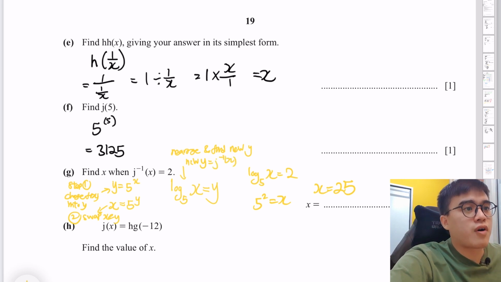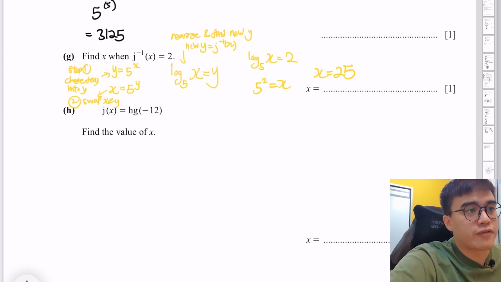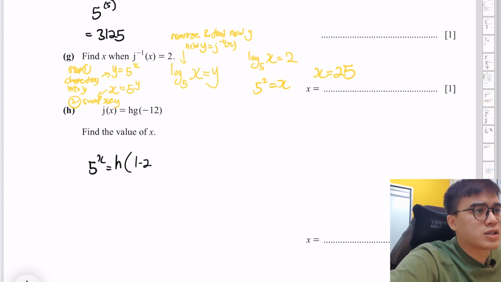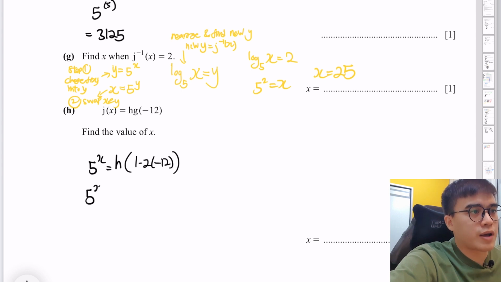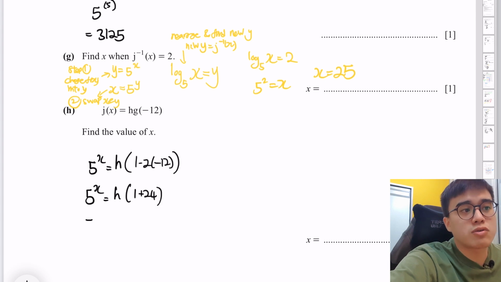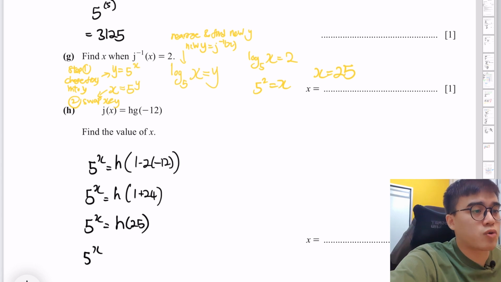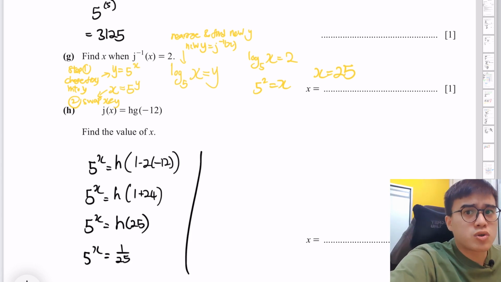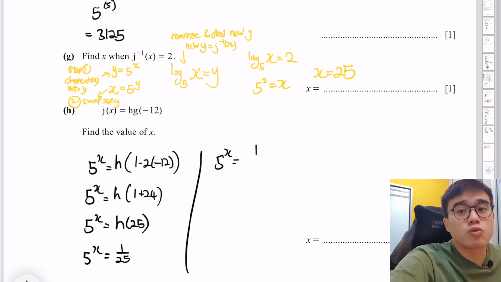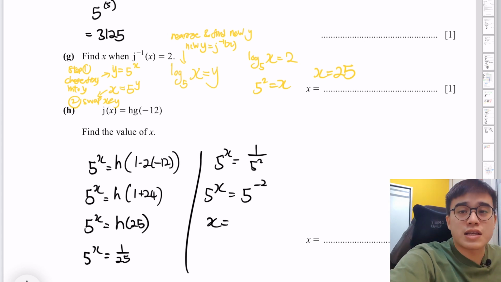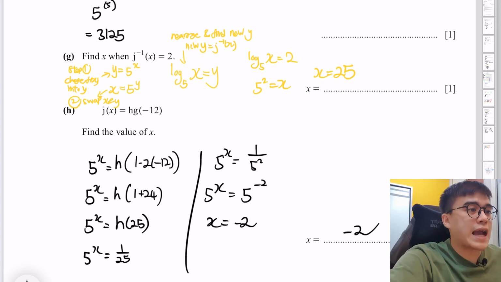H is actually pretty straightforward. j(x) is actually 5 to the power of x equals h bracket 1 minus 2 bracket negative 12 brackets. So calculate that out, you will get h bracket 25 as a result. Substitute this into the x position. You will get 5 to the power of x equals 1 over 25. So the 25 is actually 5 squared, and to bring it up to the numerator, I have to add a negative to its power. So I got 5 to the power of x equals 5 to the power of negative 2. X is actually negative 2.